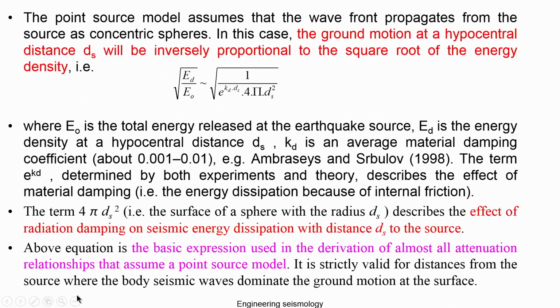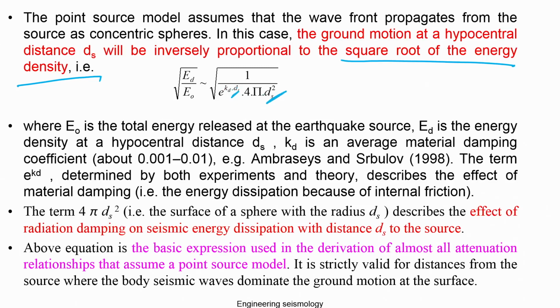The point source model assumes that the wave front propagates from the source as a concentric sphere, and in any case the ground motion at hypocentral distance ds will be inversely proportional to the square root of the energy density. That is, the square root of Ed divided by E naught is approximately equal to 1 by e to the power kd ds, and 4 pi into ds squared. ds we know what it is.